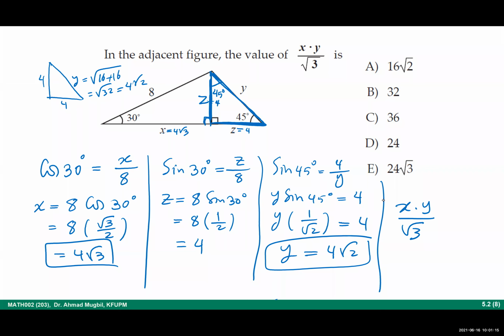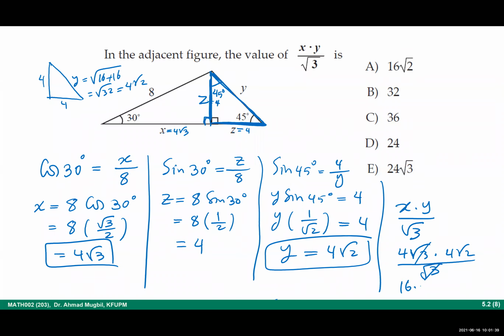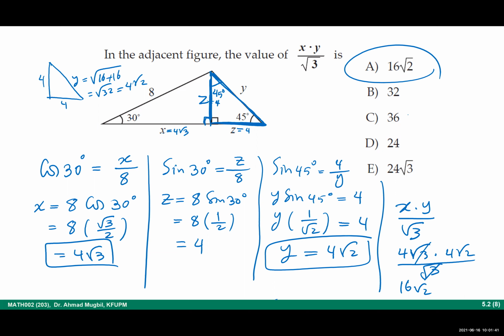I can see that most of you obtained the right answer. Let me end and share with you the results. Good. Most of you obtained the right answer. This is very nice, ya shabab. And of course, this will be just 4 square root of 3 times 4 square root of 2 over 3. Now, over what? Over square root of 3. This will be cancelled. 4 times 4 is 16 square root of 2, and the answer is A.